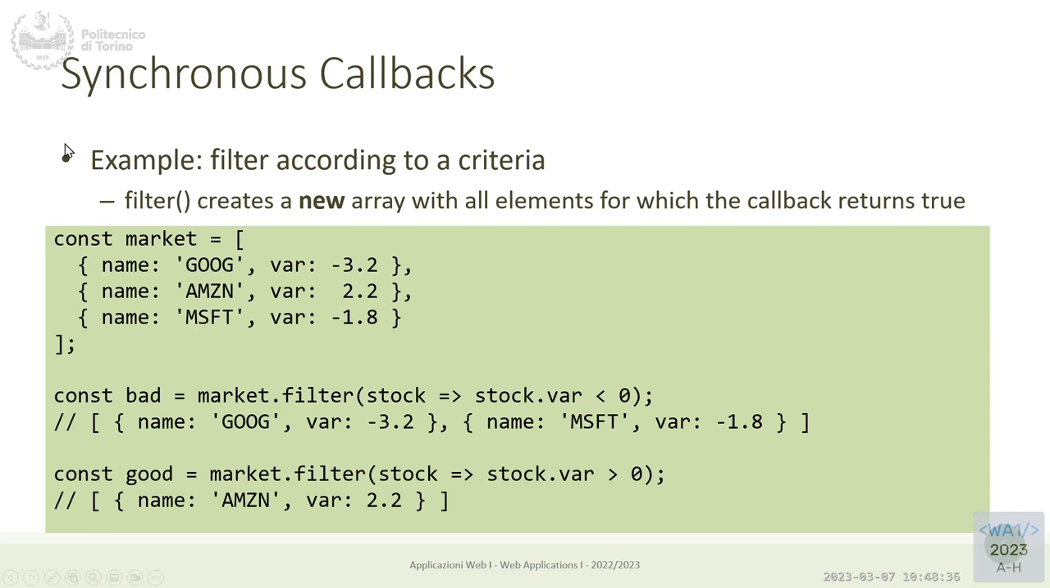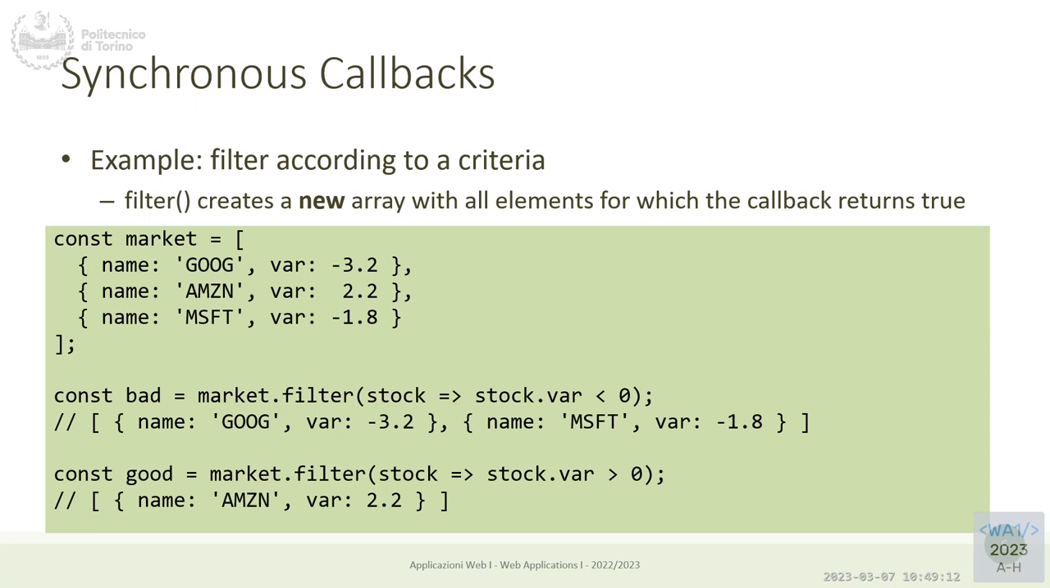So for example, here I have a list of three objects. And here I'm calling, market is the name of the list, I'm calling the filter method on the list. And I'm providing a function as argument. The result will be a new list with a copy of the same objects, a subset of these objects. And in this case, it will return only the object whose stock is the, so it's a callback function, okay?